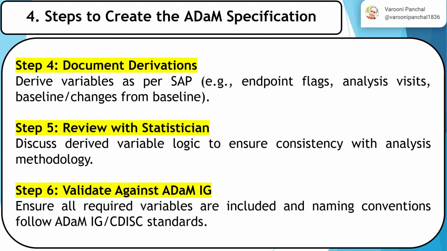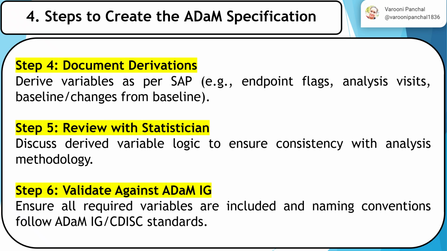Now next step is to document derivations. Now whatever variables that you're deriving as per the SAP, the endpoint flags, then the analysis visits, the baseline changes from baseline. Now these all you need to document, because the moment the audit comes for this specific study, you should know how the age was calculated, what was the denominator, what was the numerator. And the percentages, they were calculated based on overall or based on treatment groups. So these all calculations, derivations, it's very important that you document somewhere.